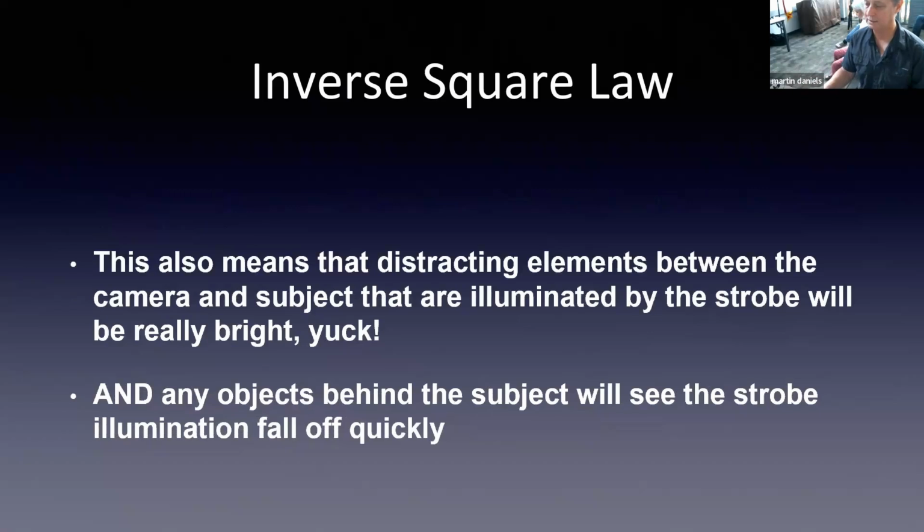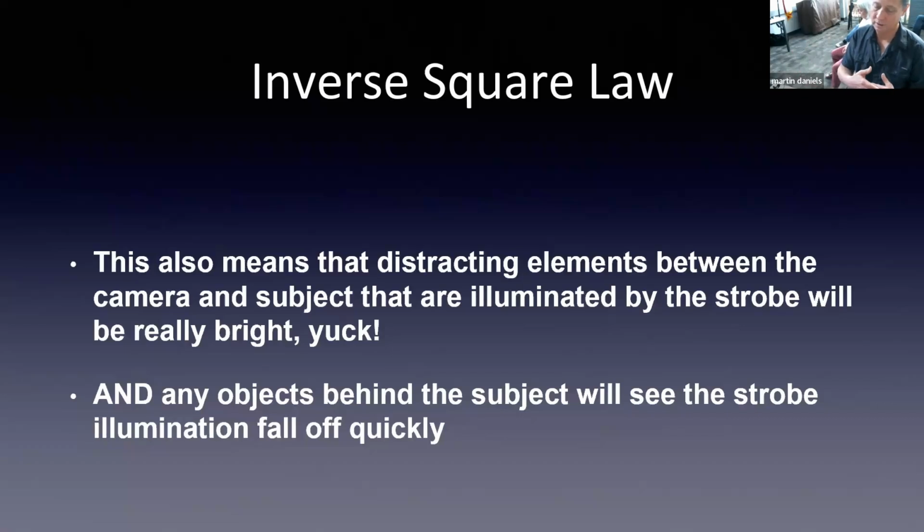This also means that anything closer to the camera or closer to the strobe than your subject, like a sea fan getting in the way, is going to be really bright, right? And you don't want that. You don't want distracting elements that are really bright, that you don't want everybody to immediately look at, between your subject and the camera.